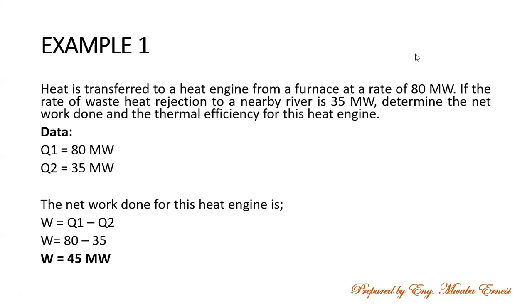If you check our data, our Q1 is actually this number here, 80. Then Q2 is 35, meaning we just go ahead and substitute. 80 take away 35, 80 minus 35, our answer is 45 megawatts. And there we are. But the question didn't just end there. It also required us to find the efficiency, in this case, the thermal efficiency of this heat engine.